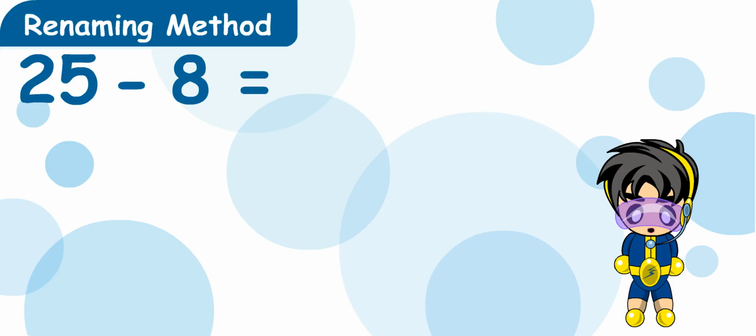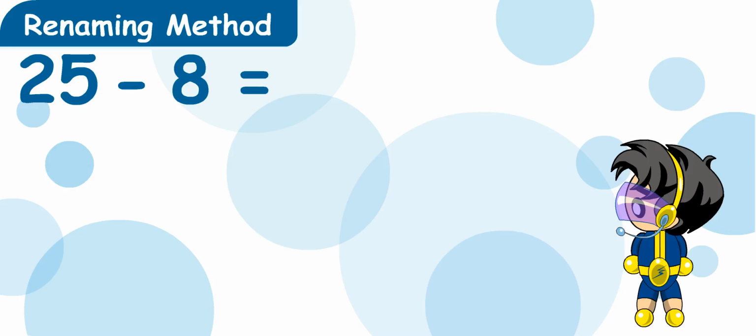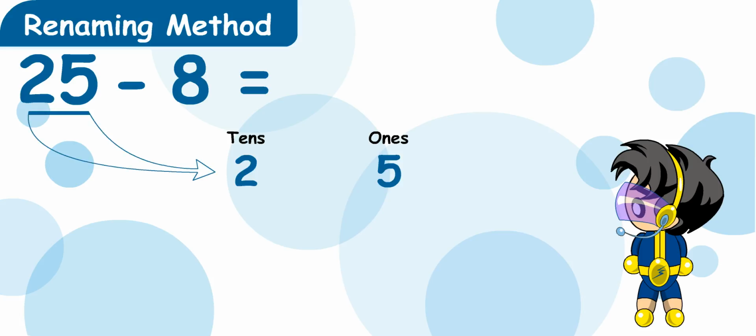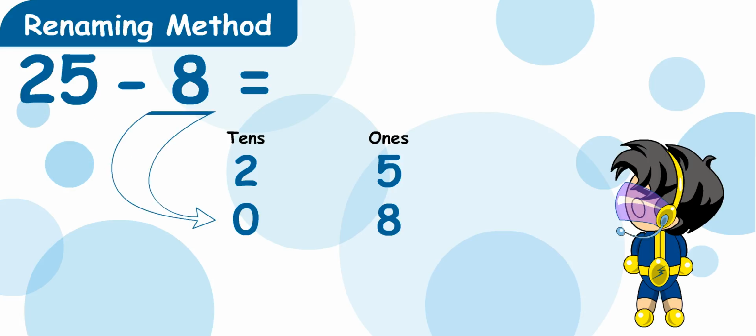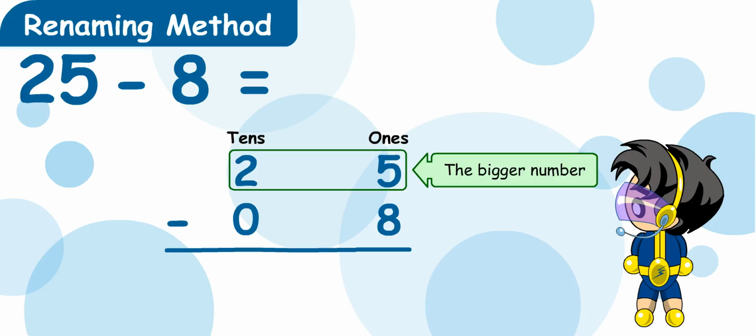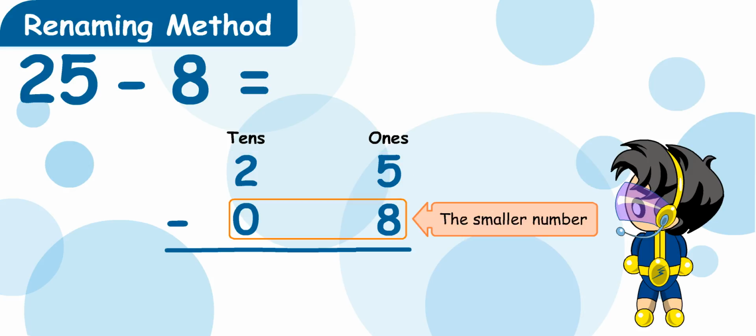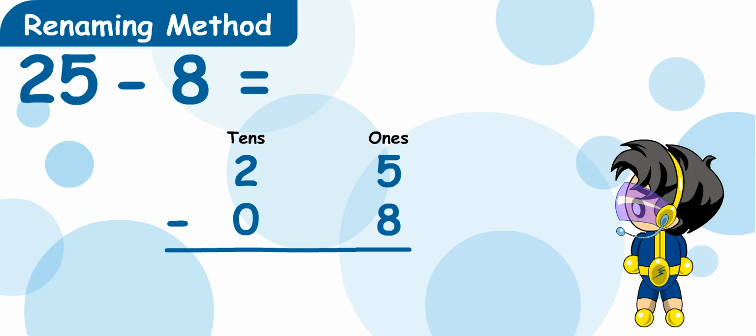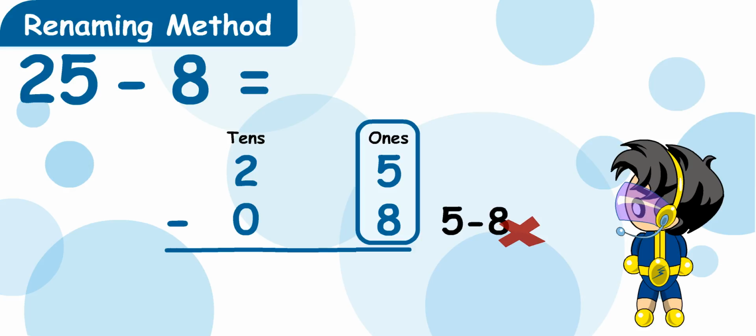Okay. First, we must break 25 up into tens and ones. So, in 25, there are 2 tens and 5 ones. While in 8, there is no tens but only 8 ones. Next, we rearrange the sum such that the bigger number is on top of the smaller number in terms of tens and ones. Then, we subtract the ones first, but we cannot minus 8 from 5.